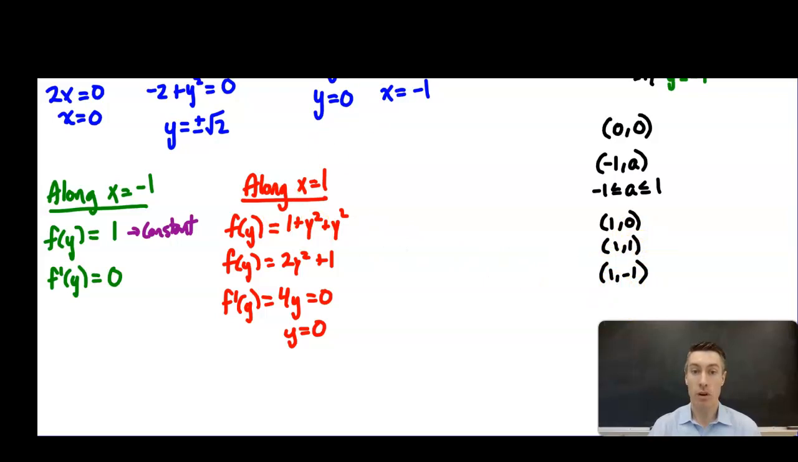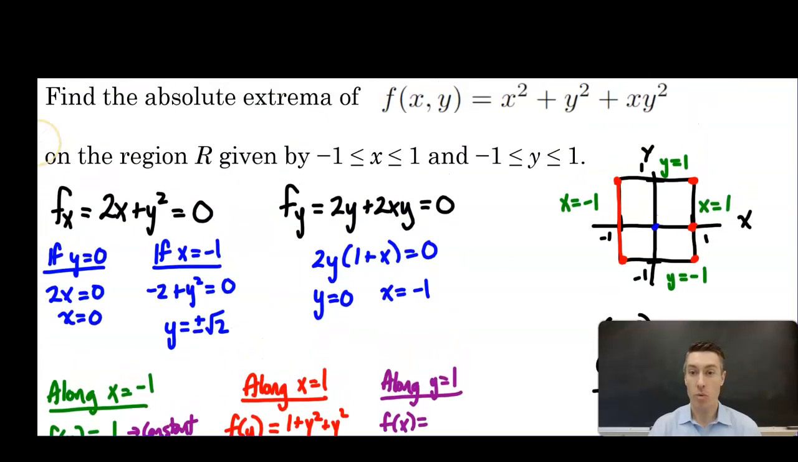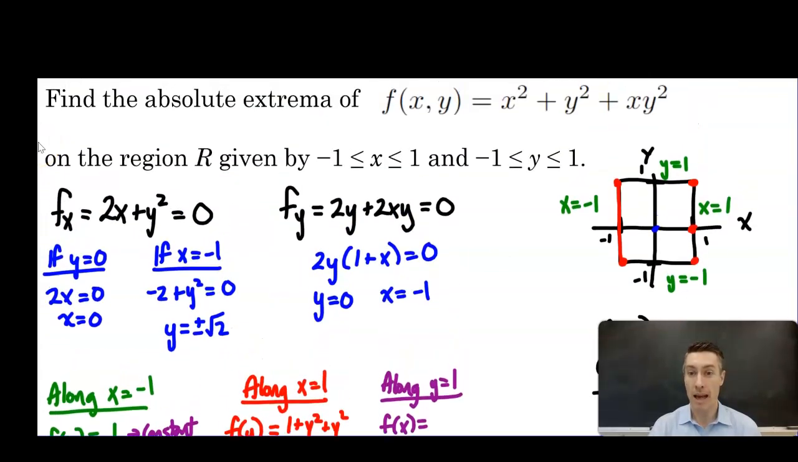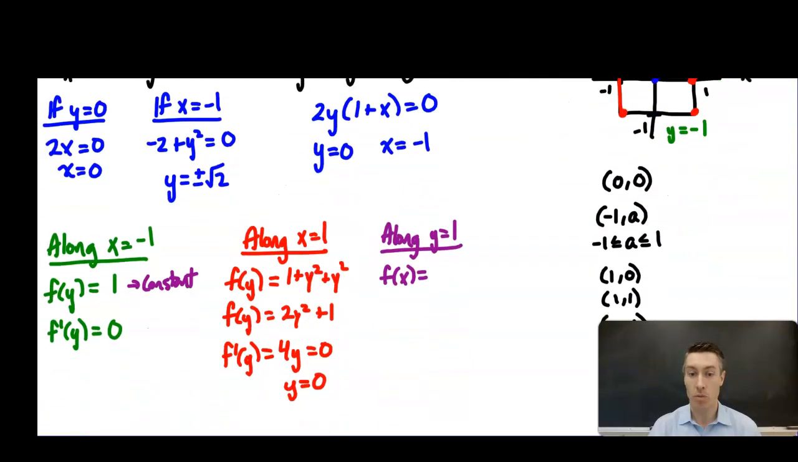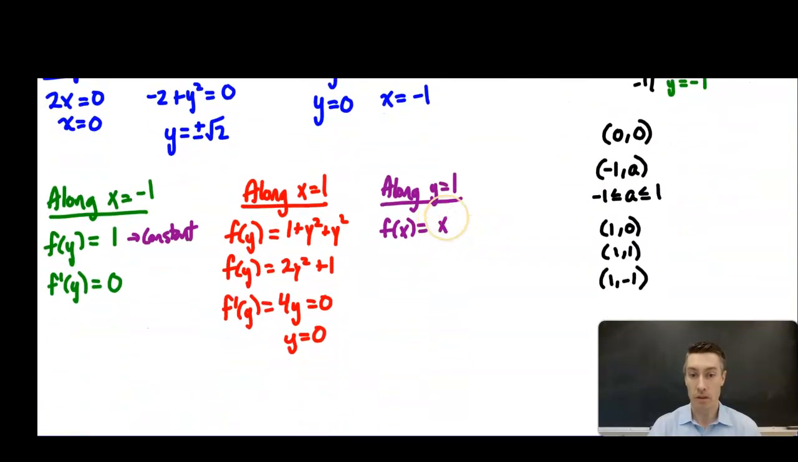Now we have to go along y equals 1. So our function is going to be in terms of x. So if y equals 1, that means we have x squared plus x plus 1. I changed the order of those second and third terms so that we can differentiate more quickly. So 2x plus 1 equals 0. x equals -1/2.